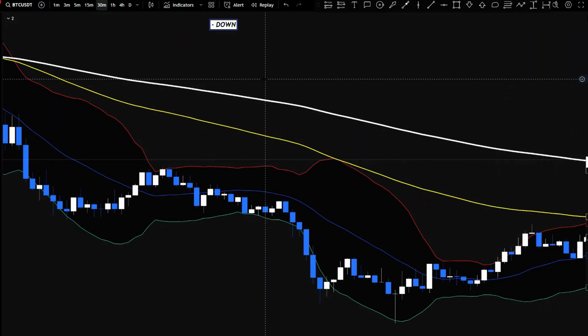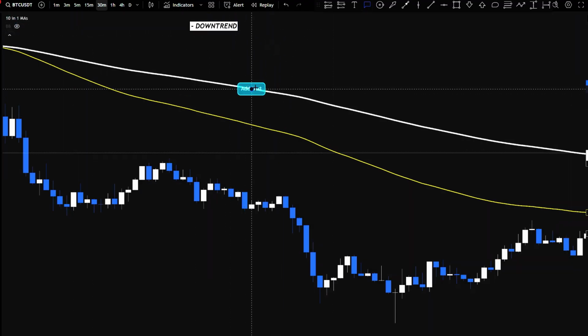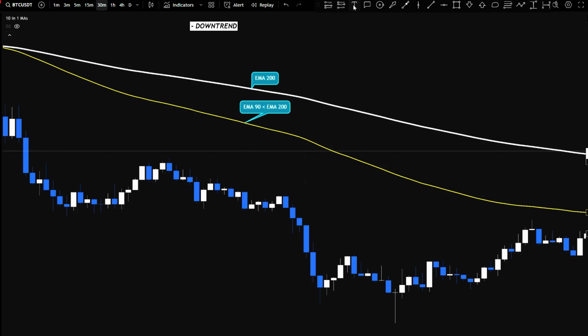So how do we find a sell trade using the same strategy? It's basically the exact opposite scenario. First, you gotta spot a downtrend. That's when the EMA 90 is below the EMA 200 line and the price candles are trading below both of them.